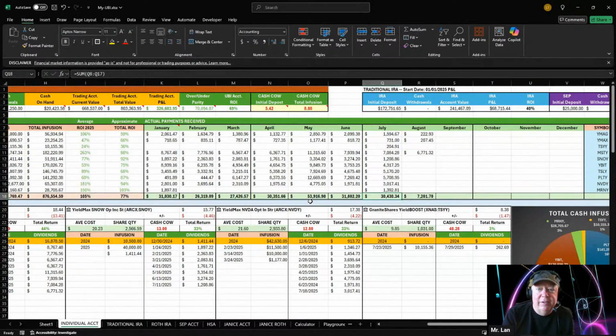Look, in May I made $53,000. It's been pretty consistent. 31, 26, 27, 30. That one was amazing. 53, 31, 30. I already made $7,000 so far this month. I've only had 3 payoffs.